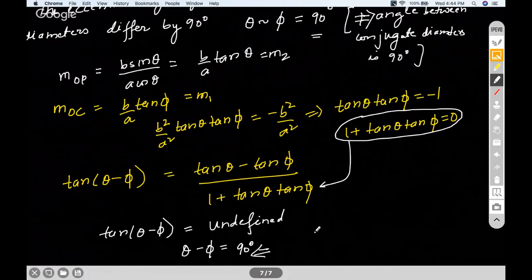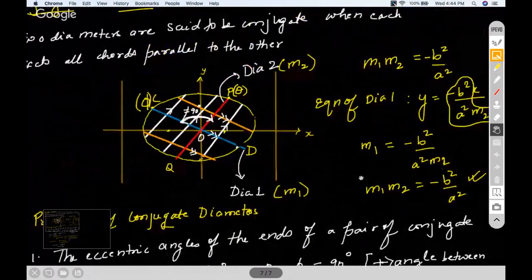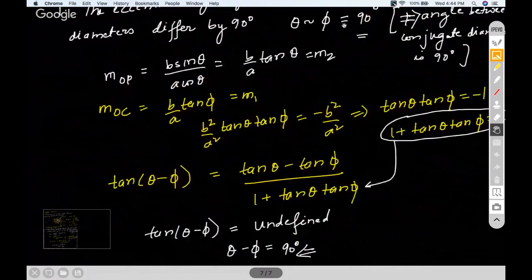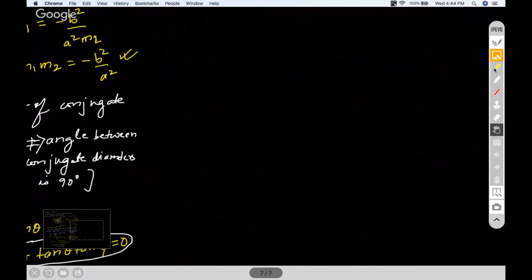Okay. And because of this property, if you say your point P, I'll draw the figure again just for the sake of clarity.